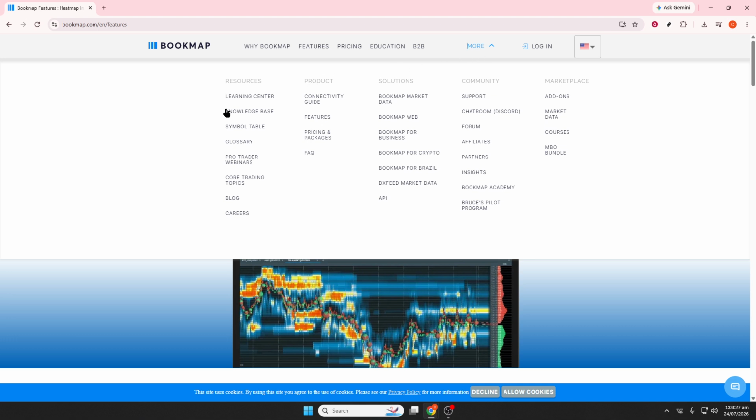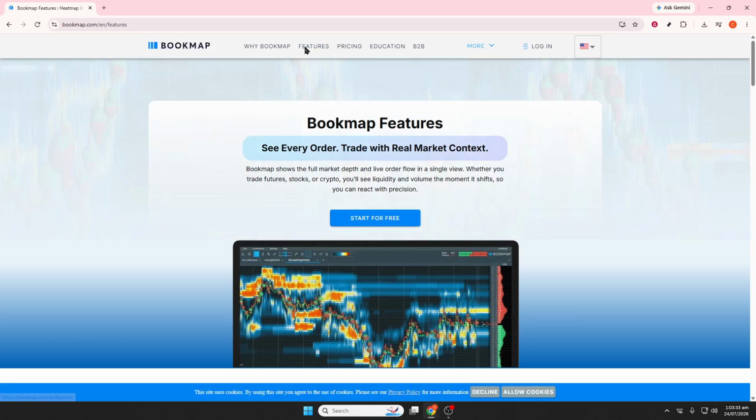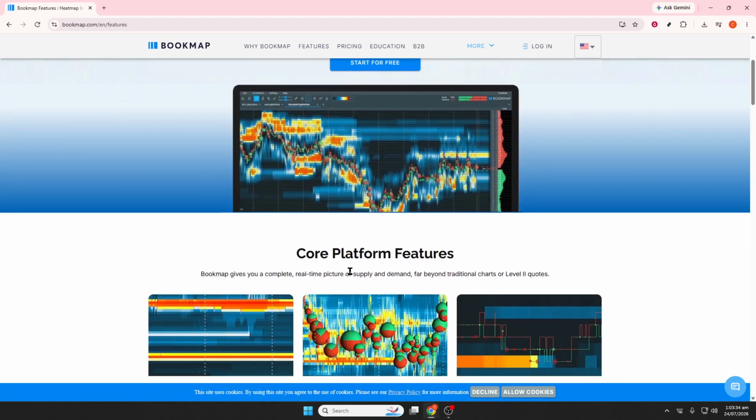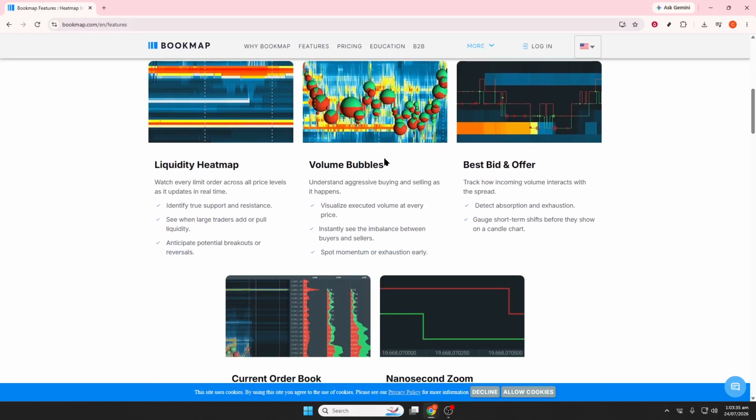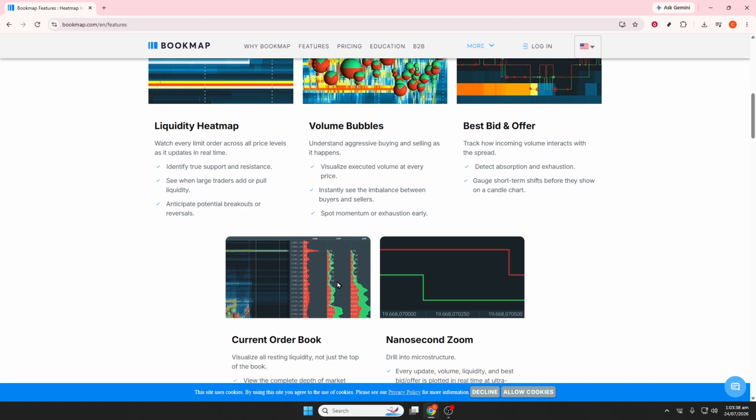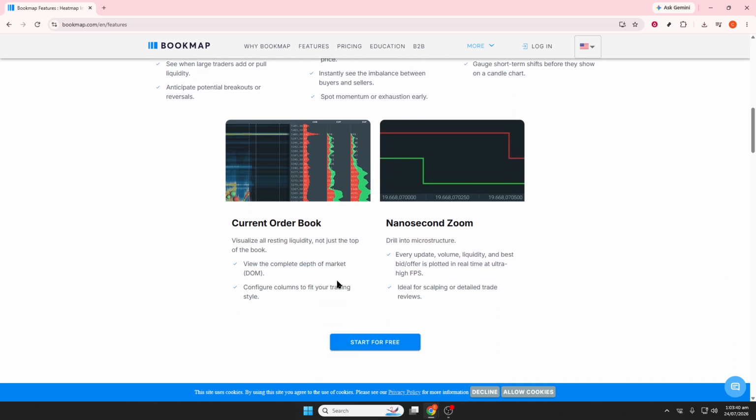A very useful next step is to compare the volume dots with the liquidity heat map. For example, large green dots appearing near strong bid liquidity can suggest buying support. Large red dots near heavy ask liquidity can suggest selling pressure. And if very large trades occur, but the price barely moves, that can be a sign of absorption, meaning larger participants may be taking the other side without allowing price to move much.